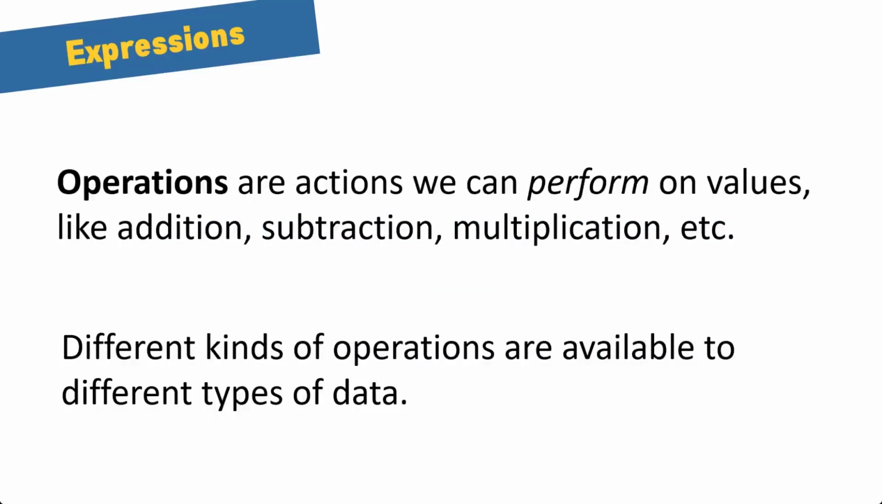So operations, in this context, are just actions that we can perform on values. In Python, we can perform all kinds of operations, like addition, subtraction, multiplication, and division, just to name a very few. The specific operations that are available for us to perform on a piece of data depend on the type of that data. For example, if we have a number, we can add, subtract, multiply, or divide it. If, on the other hand, we have a string, we can concatenate it with another string, but we can't perform math on it.